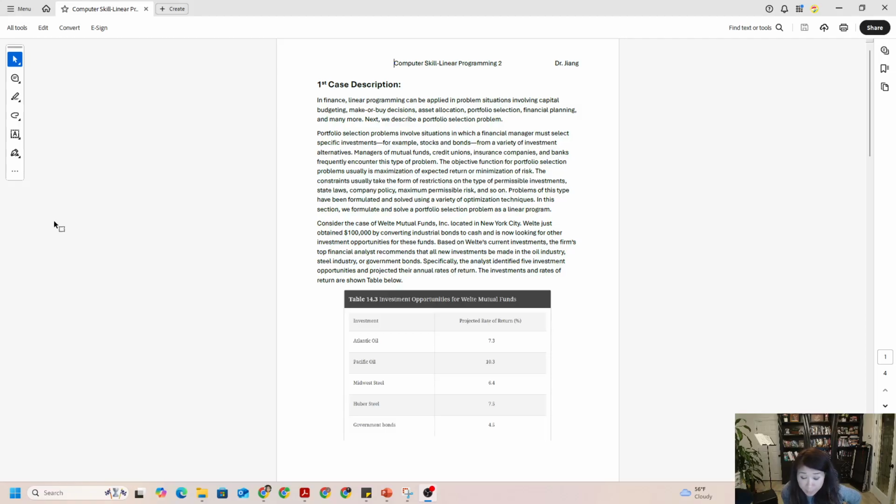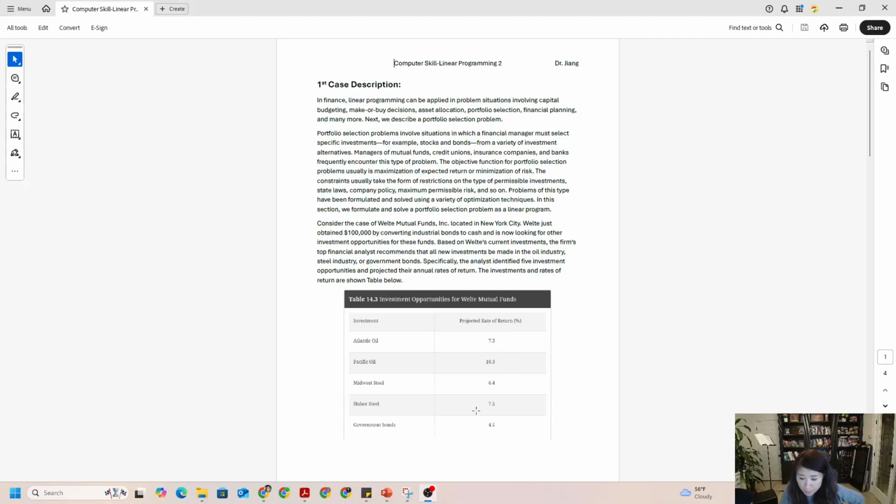As you can see, the 5 investment opportunities are Atlantic Oil, Pacific Oil, Midwest Steel, Hoover Steel, and government bonds. The first 4 are related to energy and steel, and the last one is the government bond. The second column in this table is the return. Basically, if you put $100 in Atlantic Oil, you expect to get $7.3 for a year. This is the projected return, measured as a percentage.